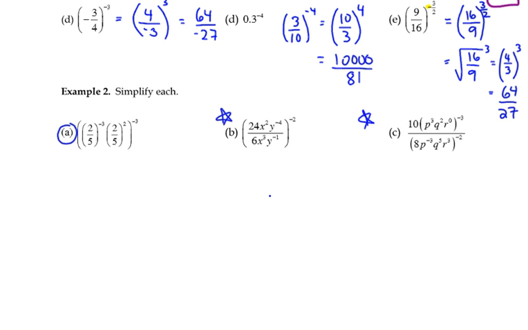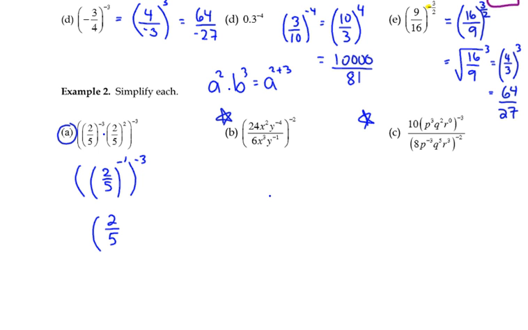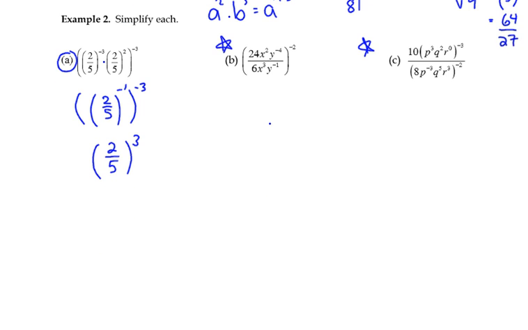So here, does anyone remember when we have the same base being multiplied, what do we do with our exponents? You add them. So before we move on here, we can actually keep the same base and add those powers. What's negative 3 plus 2? Negative 1. Now before we move on, we have a power to a power. Does anyone remember what we do with power to a power? Multiply. So what's negative 1 times negative 3? Positive 3. Because 2 negatives equal a positive.